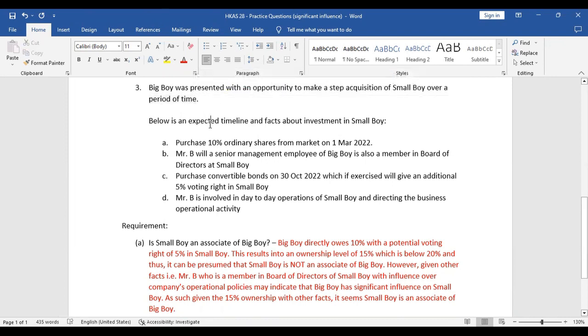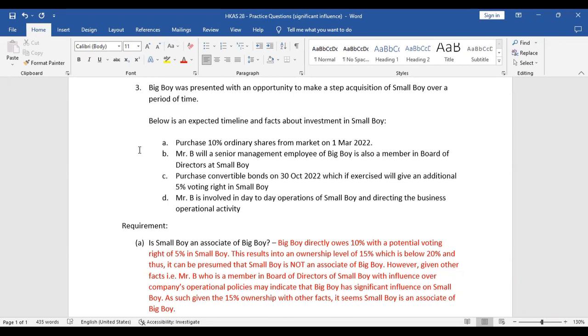So the question clearly says it's not an acquisition in one step as it was in the previous 2 questions, right? In the previous 2 questions, the company acquired 35% in the first question, and in the second question, the company acquired 45%. In both cases, it's more than 20%. In the first question, of course, there was a trick involved, so it was not an associate. In the second question, I kept the question very simple, and it was an associate.